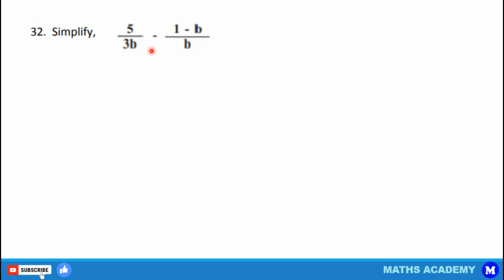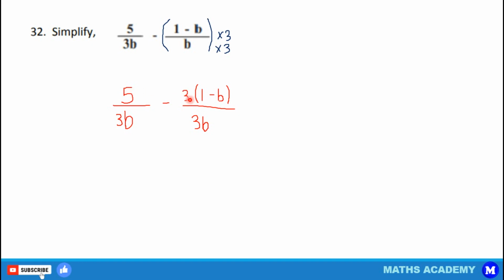So in this, the operator is minus, but the denominators are not equal. To make the denominator equal, you should multiply this fraction by 3. You should multiply the numerator and the denominator by 3, and then you can simplify it. So there I have multiplied it by 3. 3 multiplied by 1 minus b, and 3b on the denominator. Now we should simplify this. 3 into 1 is 3, that is minus 3, and minus 3 into minus b, that is plus 3b.